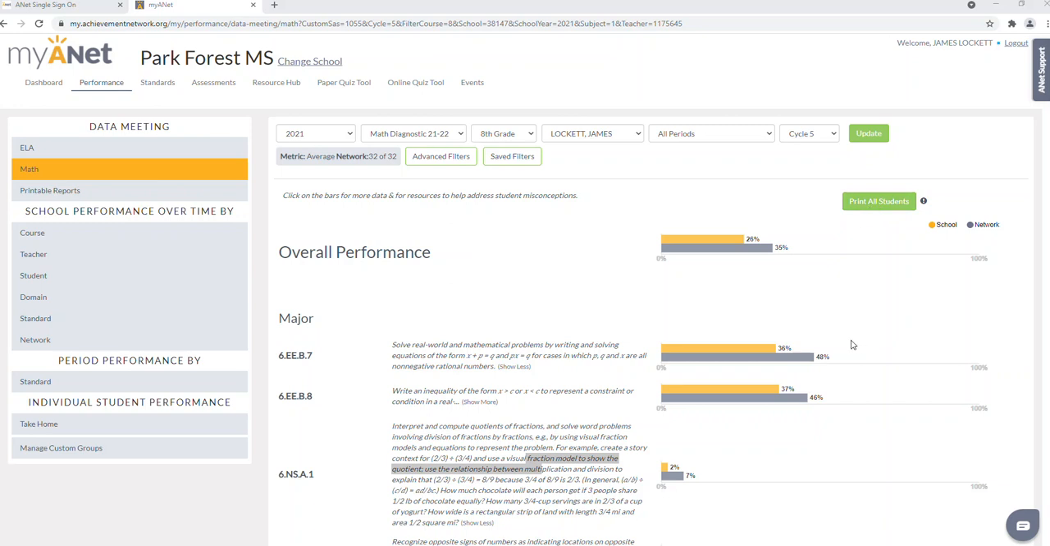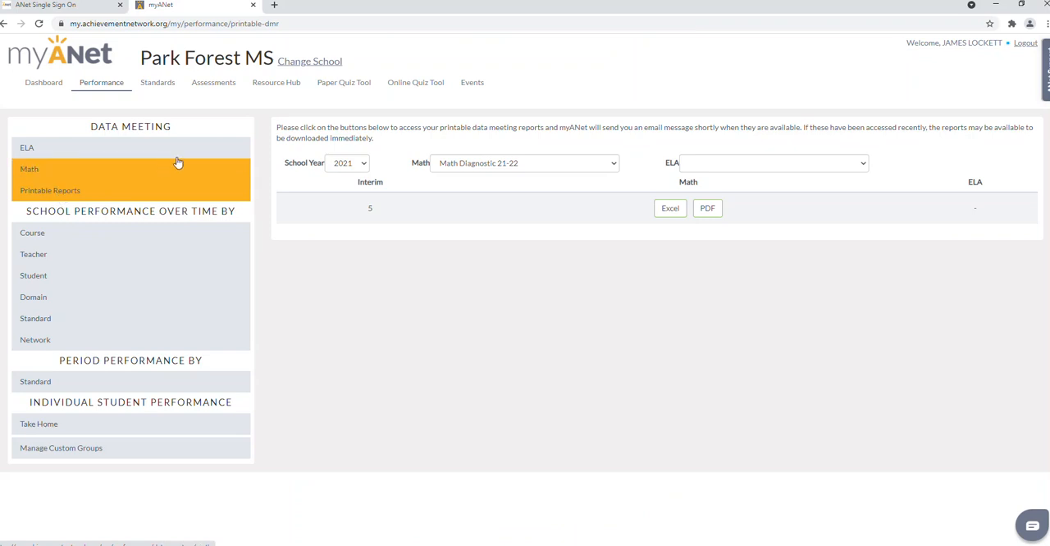All right, now let's go to Printable Reports. When you click on Printable Reports, this is what you see. There is no ELA because remember the ELA diagnostic was reading fluency, so you're not going to see anything there. All you're going to see is math diagnostic right here. I'm going to click on PDF or Excel. I'm going to click on PDF.